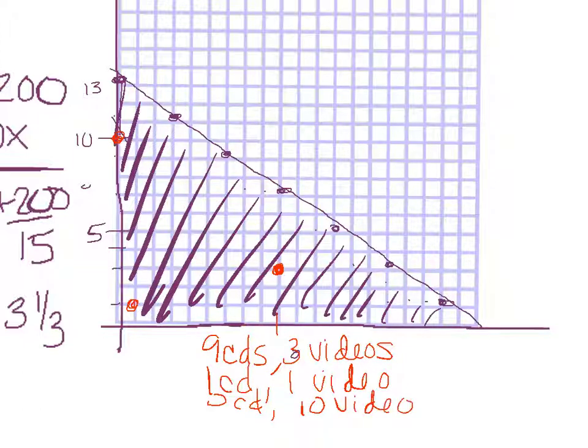And you could pick anything in the shaded area. And if your line ends up like right there on a dot or on the grid, you can pick that spot also.